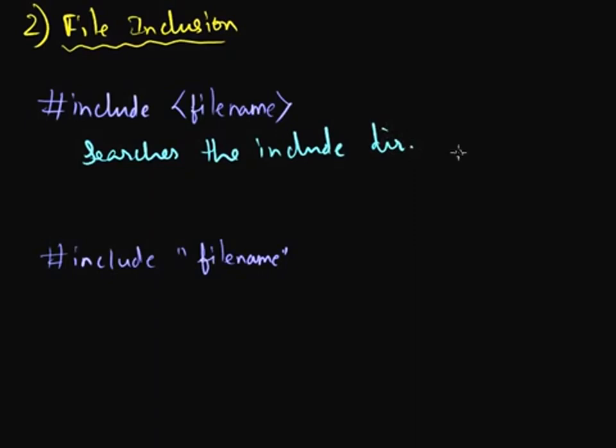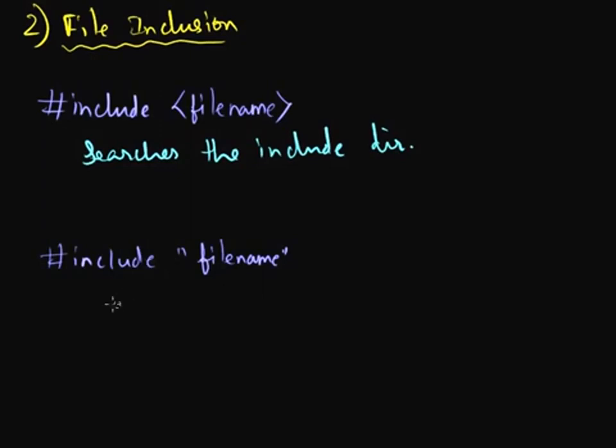Include directory for this file. Now, the include directory is a special folder in the compiler where all the standard header files are stored. If you want to include a user-defined or custom header file, you can use #include with the file name within double quotes.